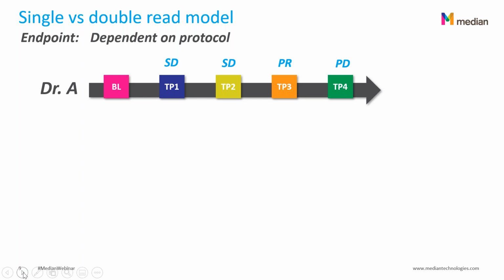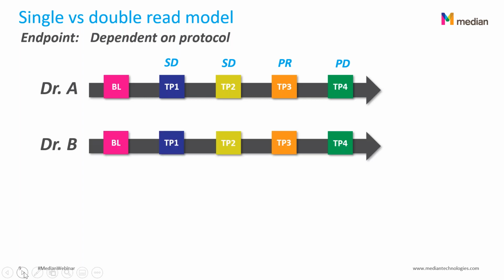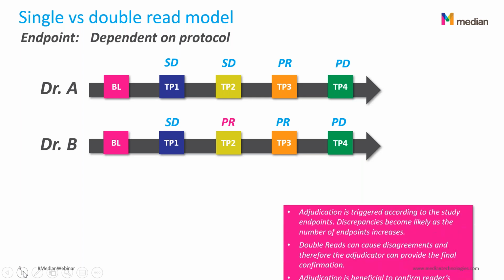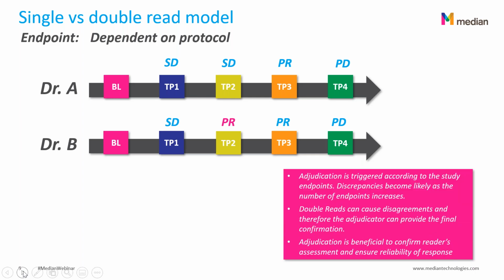For a single read, you would use Dr. A's assessment. For a double read, you will have Dr. B, and Dr. B will also go through and read the time points and create their own response as well. So some of the differences here is time point 2. As you can see, Dr. A stated stable disease and Dr. B stated partial response. So this is a discrepancy which can trigger an adjudication.